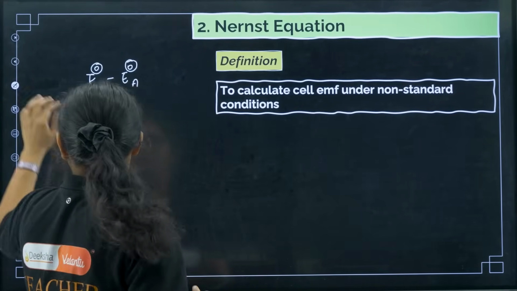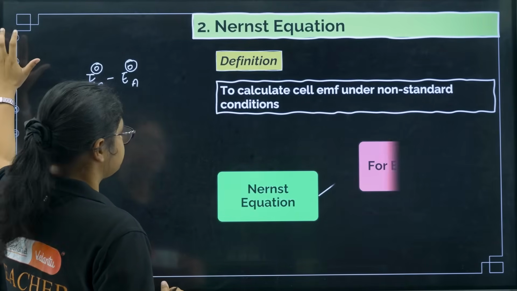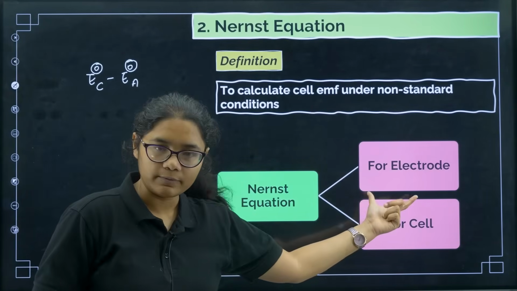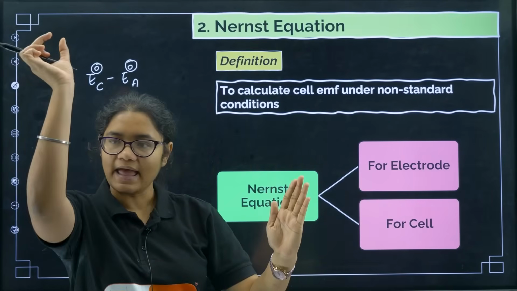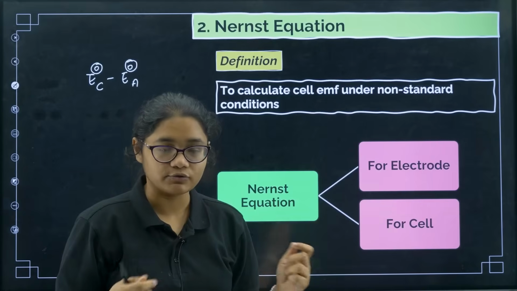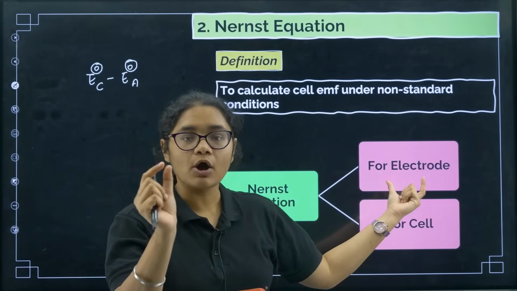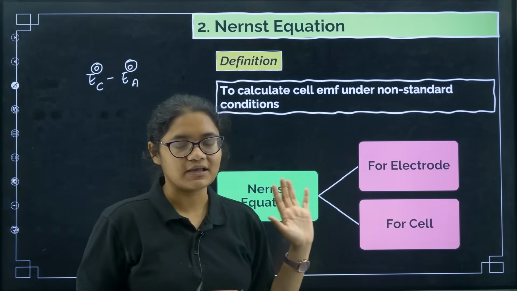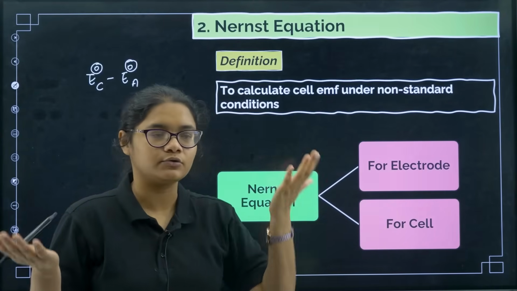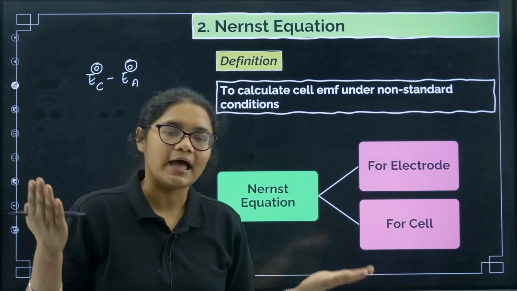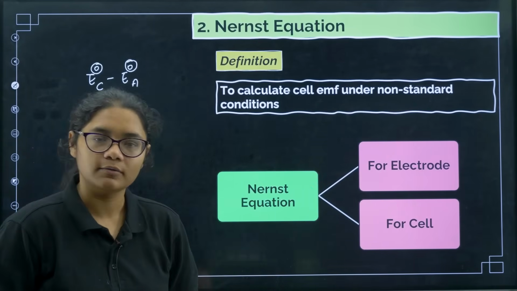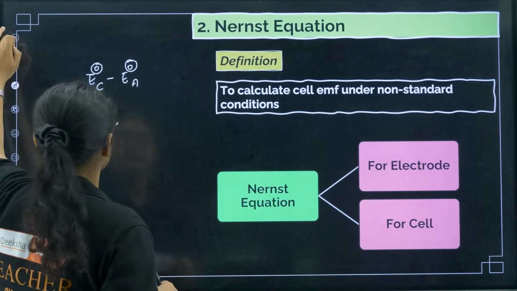Okay, so now let us see. The Nernst equation we are going to study for two things. For an electrode, say you have taken hydrogen on one side and a copper electrode on the other side, but the electrolyte is not 1 molar. When you want to calculate for any single electrode, at that time we will see how to find the Nernst equation. And if you want to find it for the cell, with two different metals taken and the concentration not maintained at 1 molar, how to find the electrode potential or cell EMF.